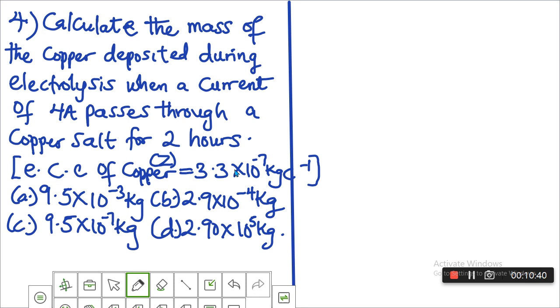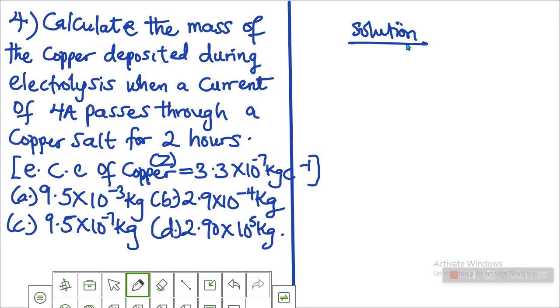So this next question states thus. This question is from electrolysis. How do I know the topic we are in? You know that this is not my first time doing questions like this. So now calculate the mass of copper deposited during electrolysis when a current of 4 ampere passes through a copper salt for 2 hours. The ECE here represents the electrochemical equivalent of copper, which is 3.3 times 10 raised to power minus 7 kilogram per coulomb.